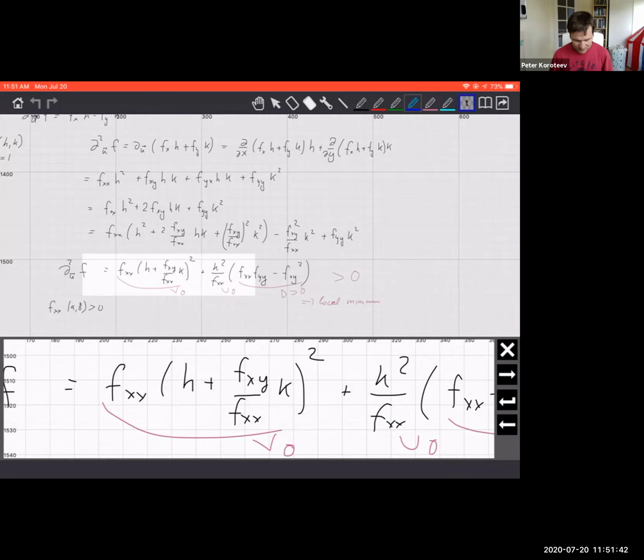Right, so that's the calculation for two variables. For a higher number of variables, you should look at this big matrix and multiply it by the row of differentials from the left and by the column of differentials from the right.